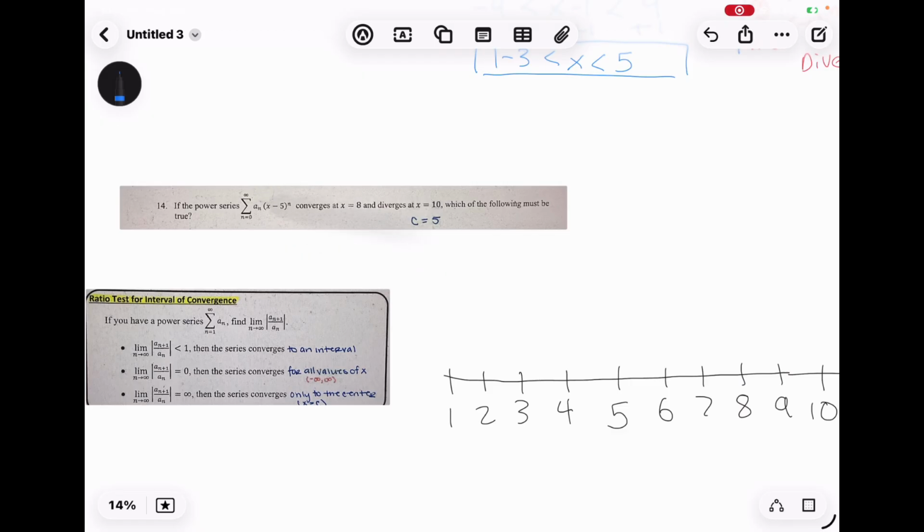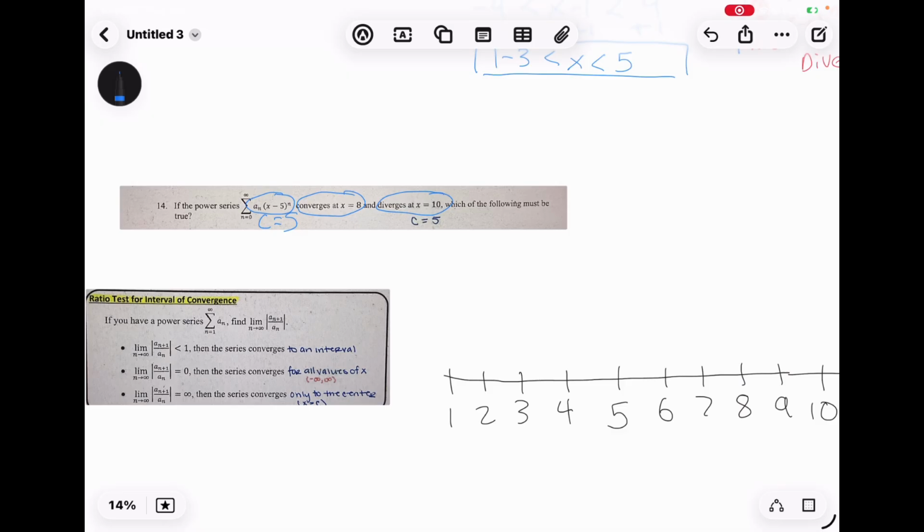The sum from n equals 0 to infinity of a sub n times x minus 5 to the n. So c is 5. That's your center. This is what it's telling us: it converges at x equals 8, and it diverges at x equals 10. Okay, so right off the bat, I know that my center is at 5.